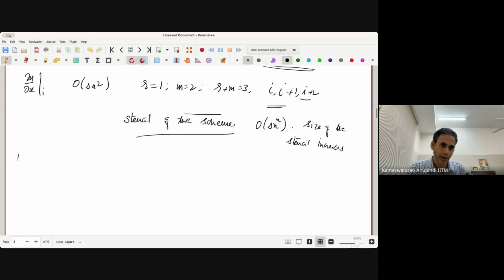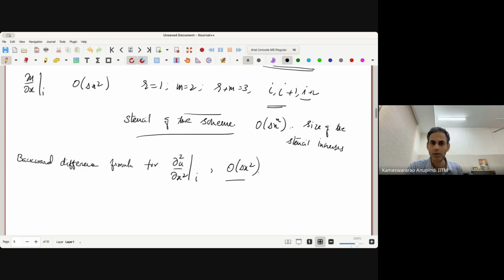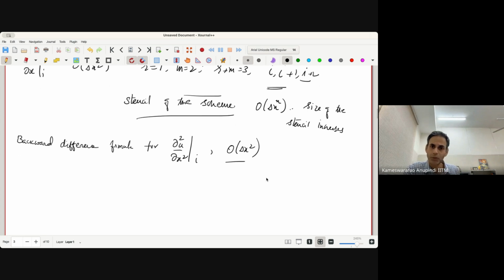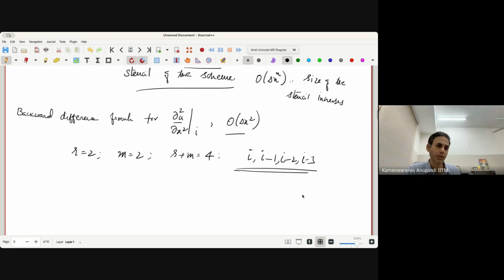Let's derive a backward difference formula for the second derivative, ∂²u/∂x² at i, to second order accuracy. How many points do I need? My r equals 2, my m equals 2, so r plus m equals 4. That means I would need i, but since I want a backward difference, it's going to be i minus 1, i minus 2, and i minus 3.